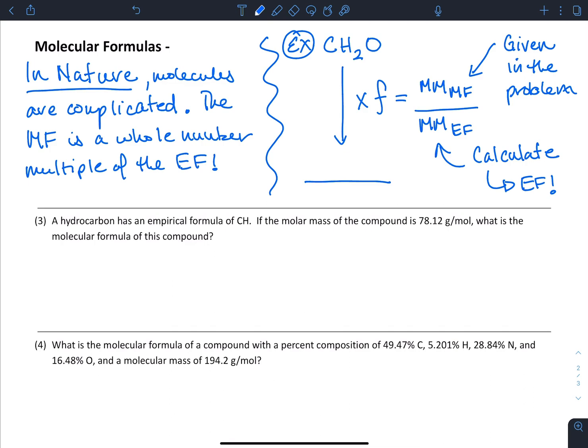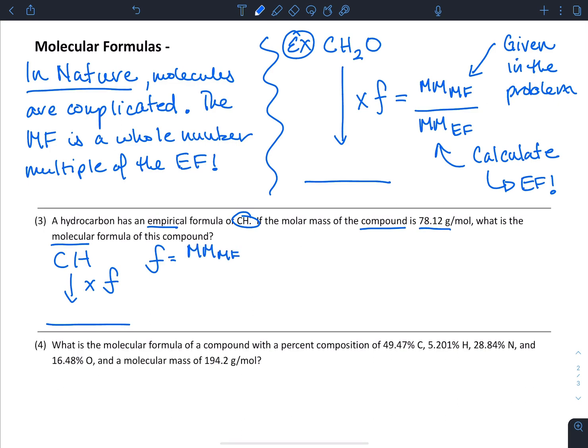We have a hydrocarbon that has an empirical formula of CH. If the molar mass of the compound is 78.12 grams per mole, what is the molecular formula? So in this case, we know that the empirical formula is CH. We're going to need to multiply that by some whole number to reach that molecular formula. Remember that whole number factor is equal to the molar mass of the molecular formula divided by the molar mass of the empirical formula. Well, if we look at the problem, they gave us the molar mass of the molecular formula, 78.12 grams per mole. So we need to calculate the molar mass of the empirical formula.